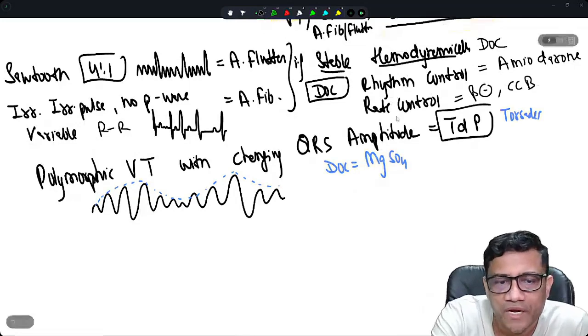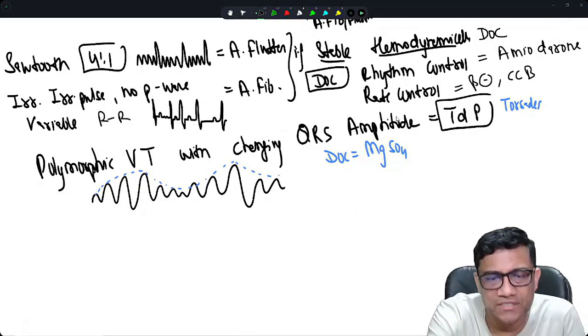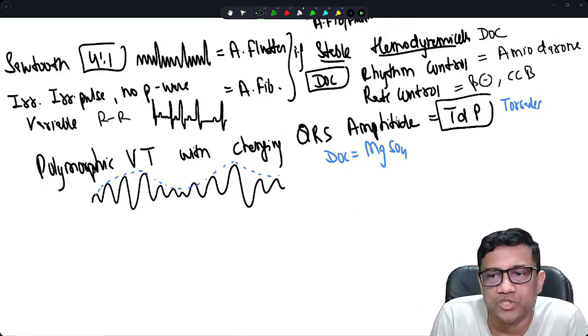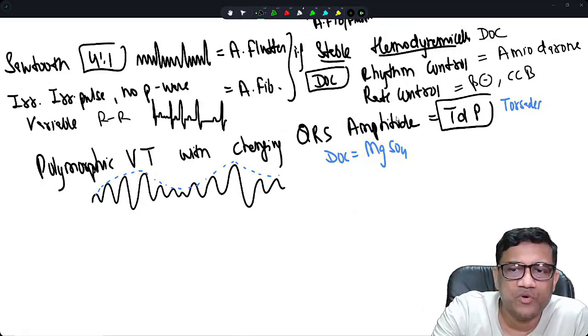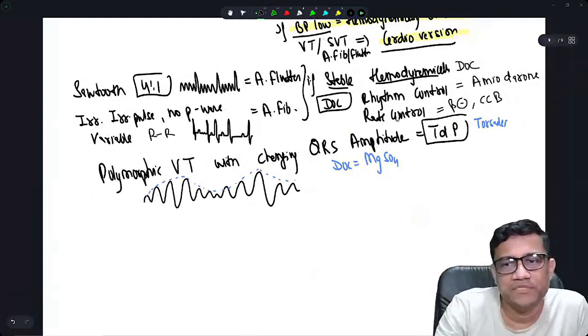Are you clear? Now, if the QRS keeps changing in height, this is called Torsades de Pointes, TDP. What does the drug of choice become? The drug of choice becomes MgSO4.